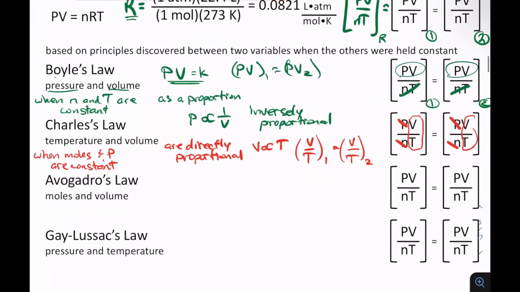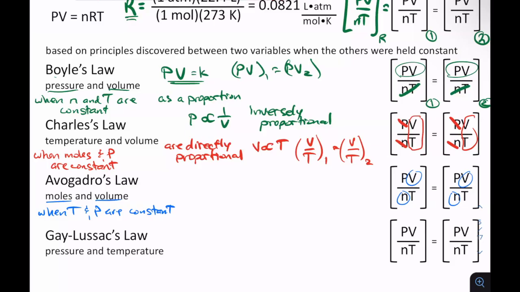Avogadro's law is looking at the relationship between moles and volume. Let's just get it from PV = nRT. When moles and volume are changing, this is going to be when temperature and pressure are constant. So what's the relationship between moles and volume? That's what's changing. So are they directly proportional or inversely proportional?